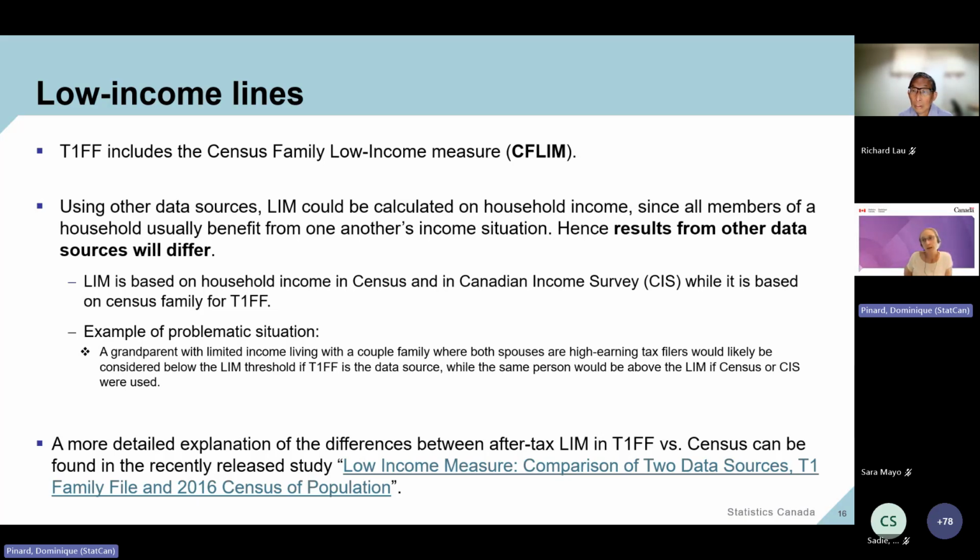Well, Mary and Albert have limited pension income, and Joe and Leo are successful investors with high income. On TIFF, Mary and Albert would likely be low income, and Joe and Leo would probably be out of low income. As if they were a household, it's more likely that Mary and Albert would actually not be in low income. So you can see here how it could make a difference depending on the level of income of family members, if you're looking at households or not.